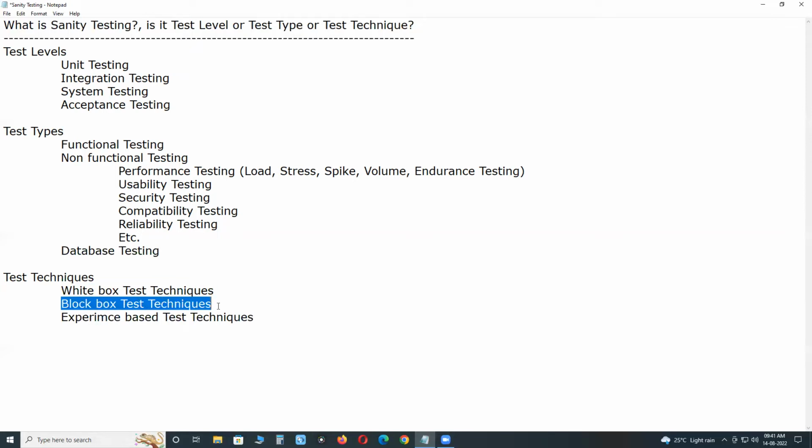Next, black box test design techniques. Independent testers use black box test design techniques at system test level, for example equivalence classes, boundary value analysis, decision table testing, state transition testing, use case testing, etc. Next, experience based techniques. For informal testing, we use experience based techniques: exploratory testing, ad hoc testing, error guessing, etc. White box and black box testing are for formal testing, and experience based techniques are for informal testing.